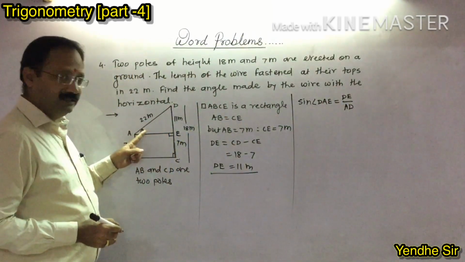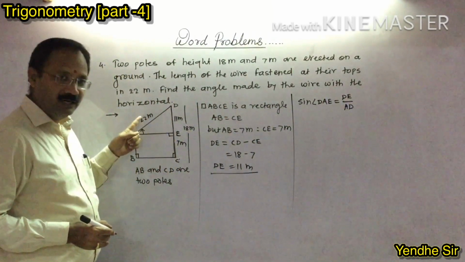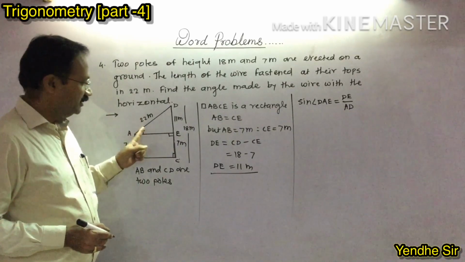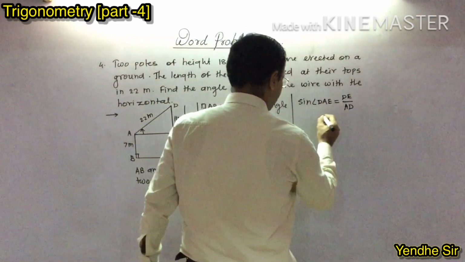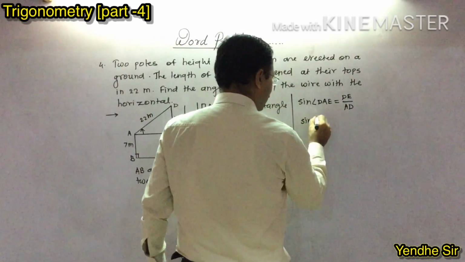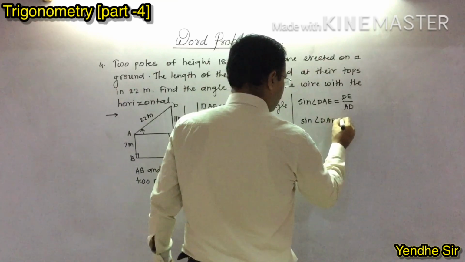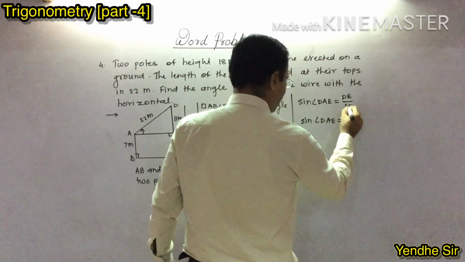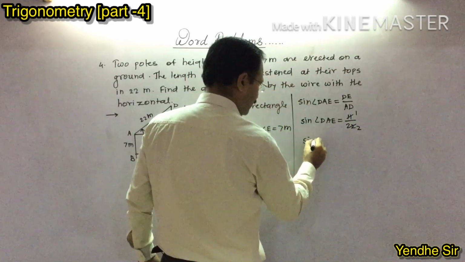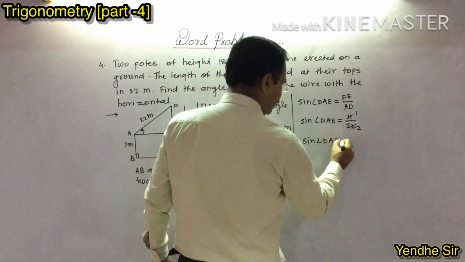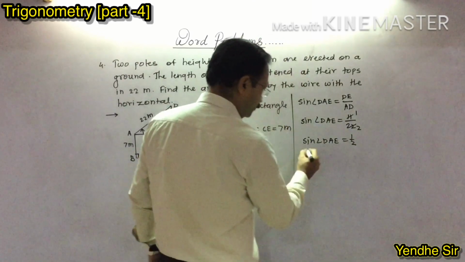Remember that sine equals to opposite upon hypotenuse. Sine equals to opposite upon hypotenuse. So I have written DE upon AD. So you have to find out the value of DAE. DE, you got it 11 and this is 22. 11 ones are 11, 11 twos are 22. So sine angle DAE equals to 1 upon 2.